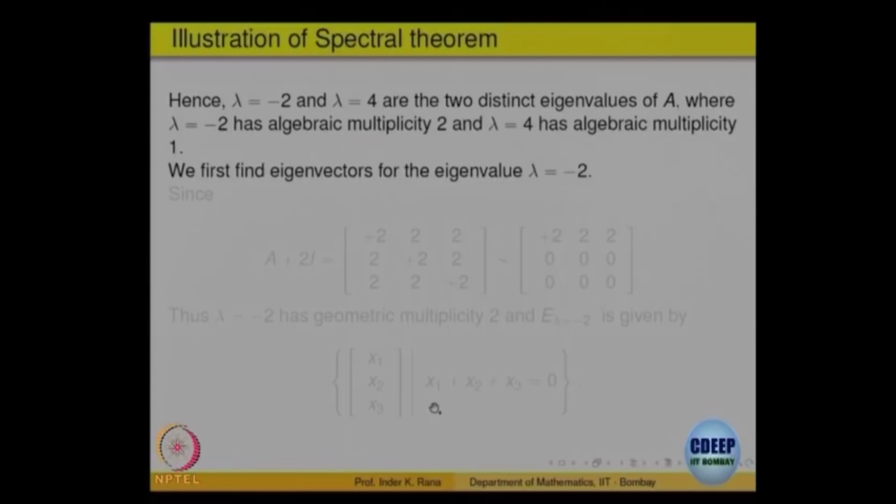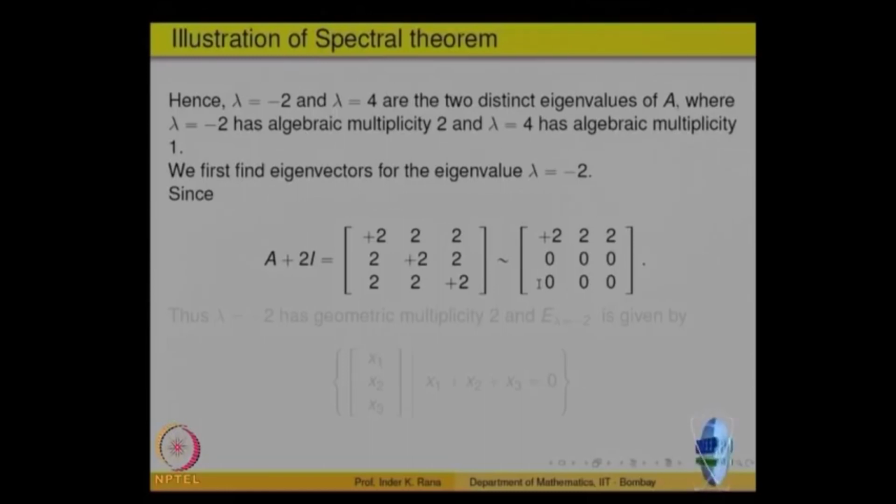So, look at A minus lambda I, so that is A plus 2I. That is easy to reduce to row equivalent form. That gives you 2, 2, 2 and 0, 0, 0. So, what is the rank of this matrix? That is 1, which means nullity is equal to 2. That means there are going to be 2 linearly independent solutions for this eigenvalue lambda equal to minus 2.